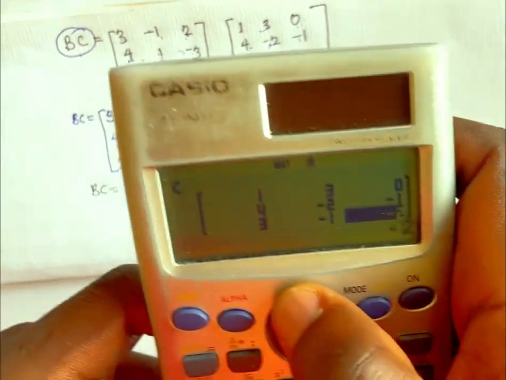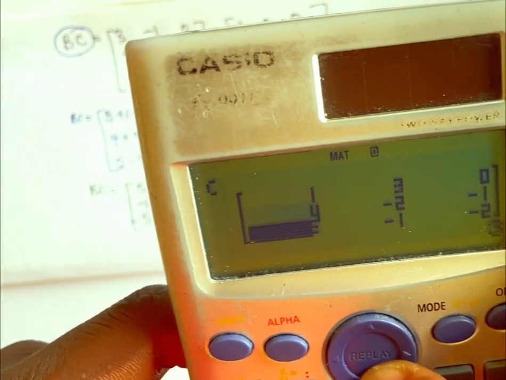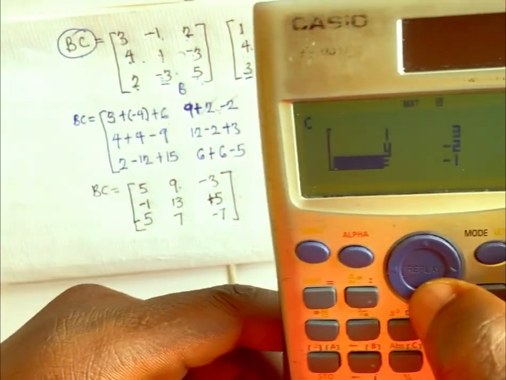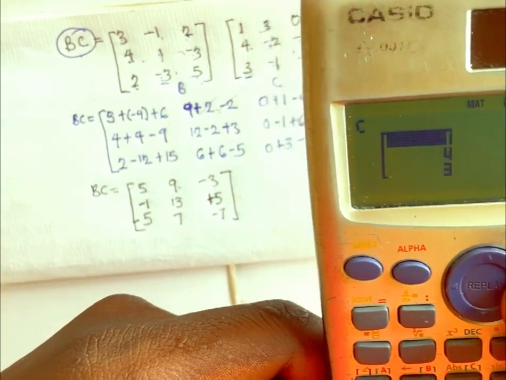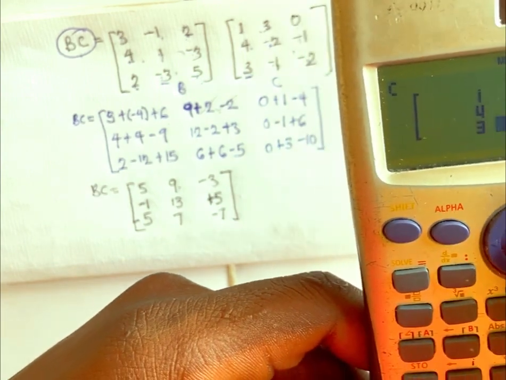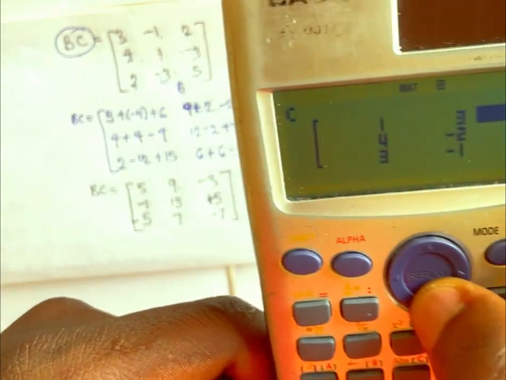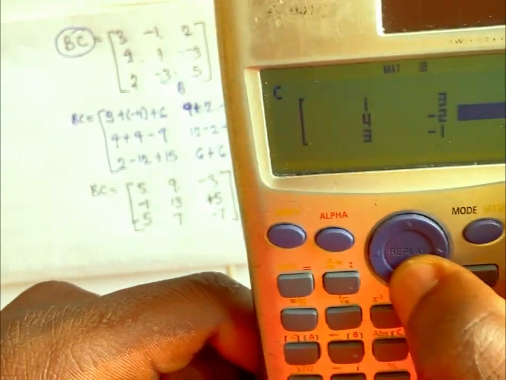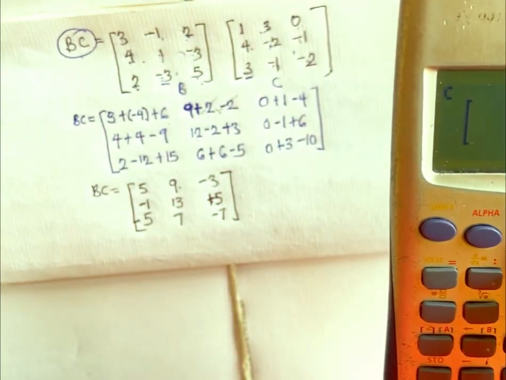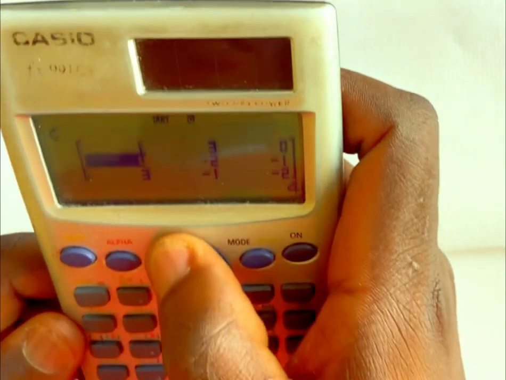So let's go ahead and verify this. Here we have 1, 4, 3. Is it right? Yes. Then the next row we have 3, minus 2 and minus 1. Is it right? Yes. Then the next one we have 0, minus 1 and also minus 2. So it is right. After that, let's go ahead and do the multiplication.